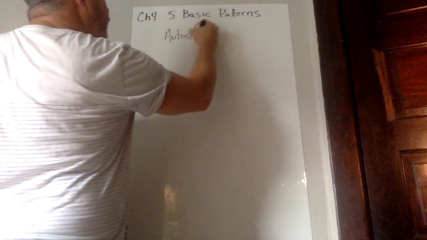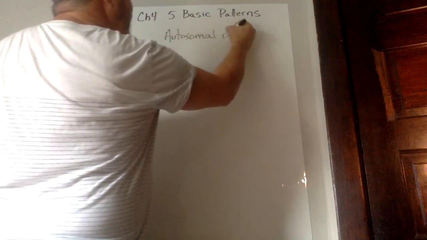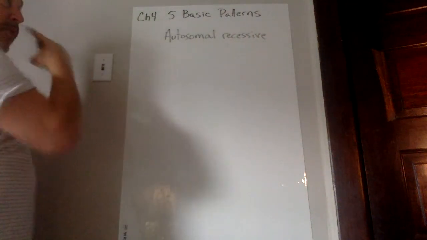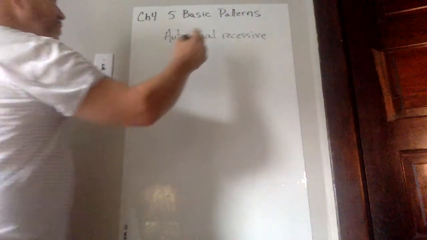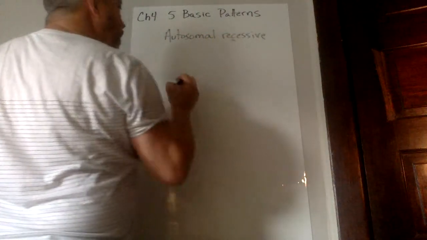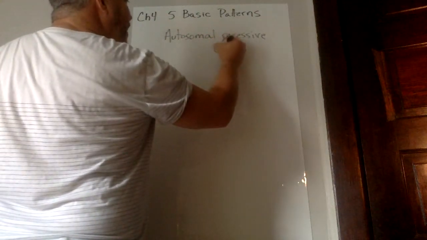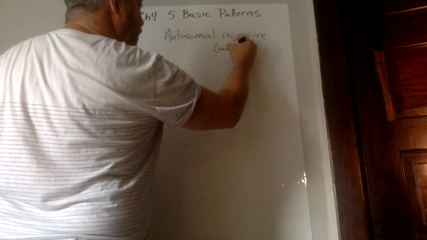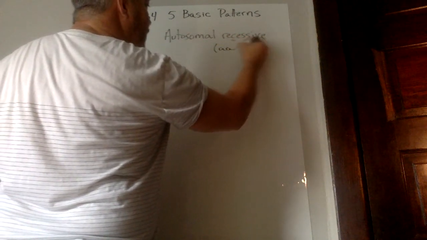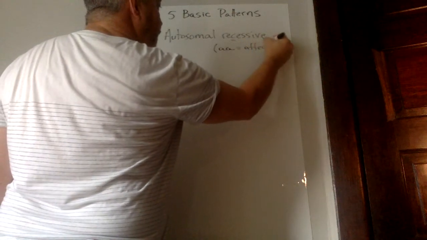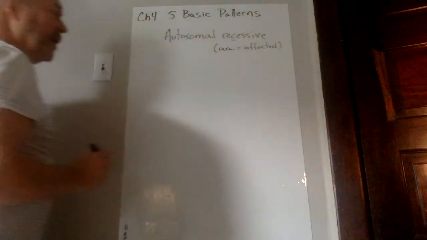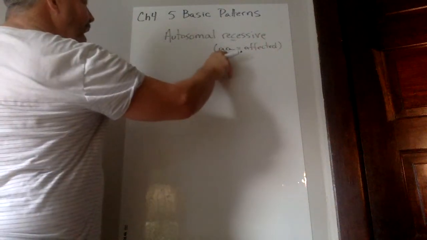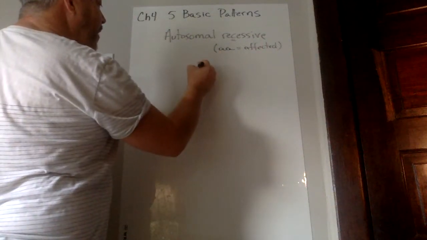So another one that's very easy to determine and is next on our list is autosomal recessive. Because it's recessive, that means an individual who is affected has to be homozygous recessive. So they would have two recessive alleles. Because most people are heterozygous, this will often hide.